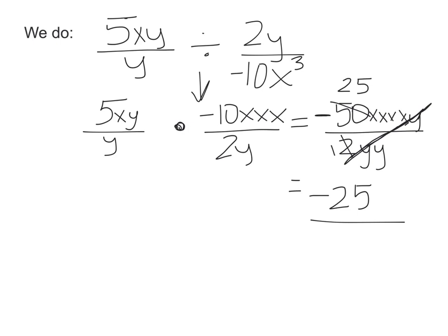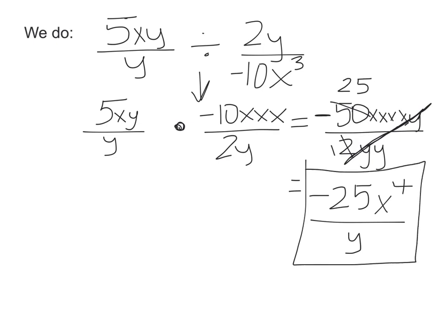So now I'm looking to see what I have left over. I have 1, 2, 3, 4 x's. So how could I write that with exponents? x to the 4th power since I'm multiplying. And then I have 1y all by itself in the denominator. So my final answer is negative 25x to the 4th over y.